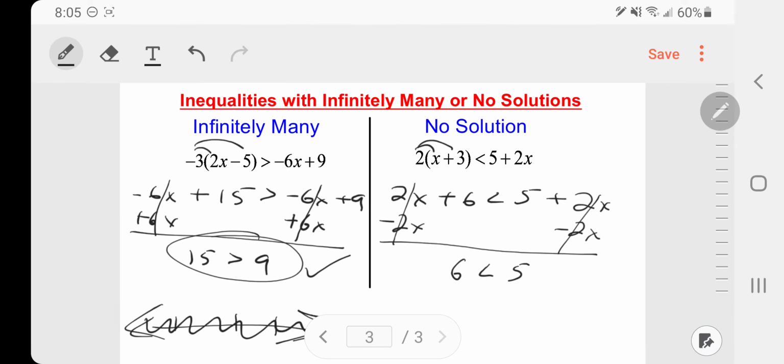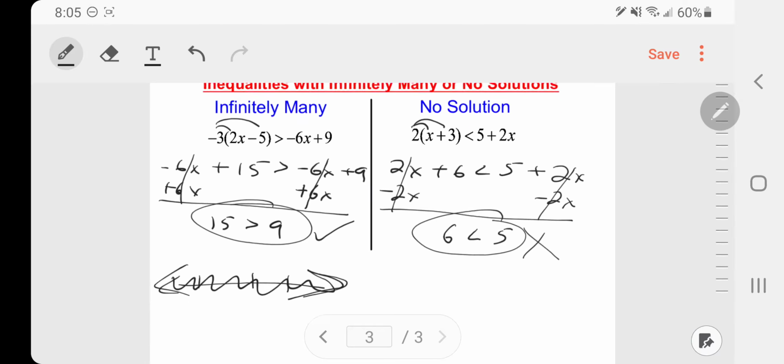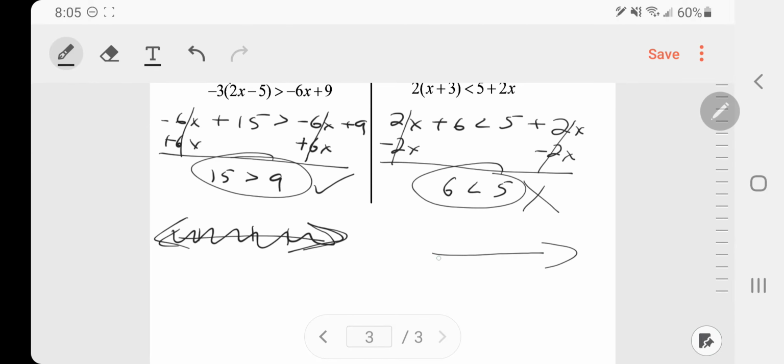Well, ask yourself, is 6 less than 5? No, it's not. Okay, so that means that this is not a solution, which means that you just have an empty set here. It's just an empty number line with no shading because there's no solution to it.